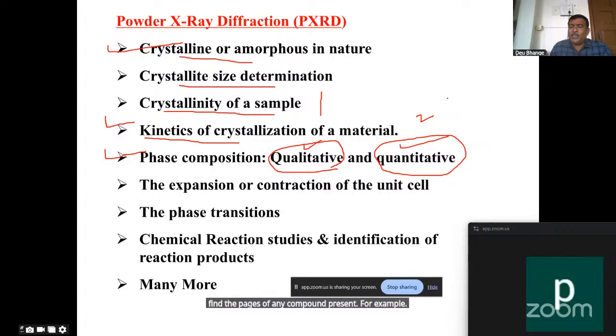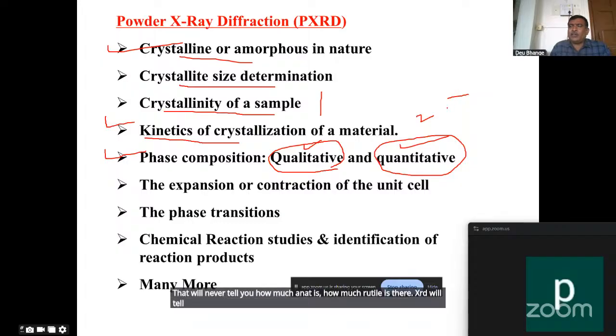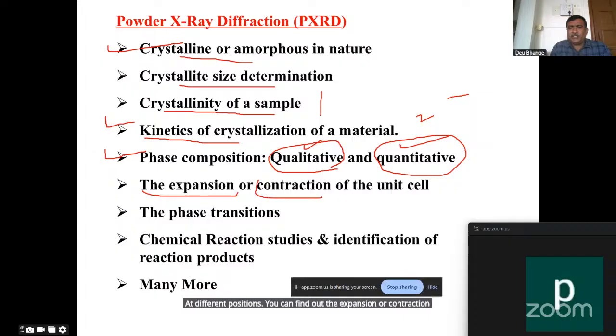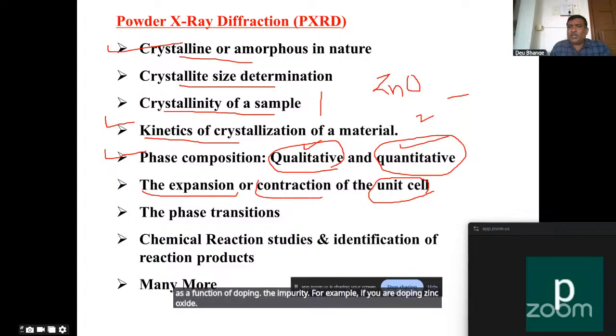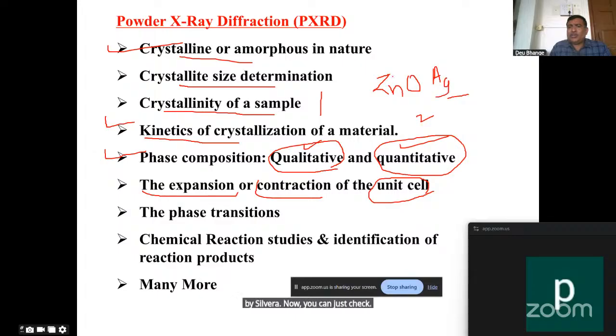For example, if TiO2 is there and you have a mixture of anatase and rutile, if you go for X-ray fluorescence or chemical analysis, AAS, ICP, that will never tell you how much anatase and how much rutile is there. XRD will tell you, because they produce peaks at different positions. You can find out the expansion or contraction of the lattice as a function of doping impurity. For example, if you are doping zinc oxide with silver, the size of zinc will be different than the size of silver. If you are replacing smaller zinc by larger silver, there will be expansion in the lattice. If the lattice expands, d spacing will increase. So that can be reflected in your peak positions.